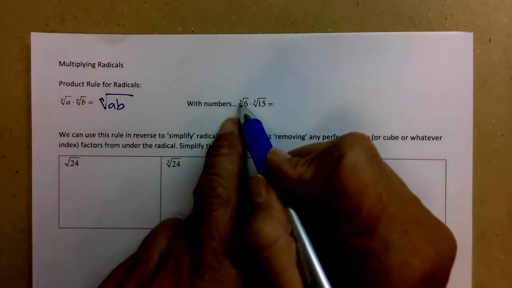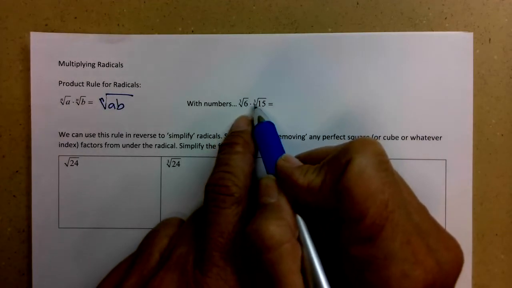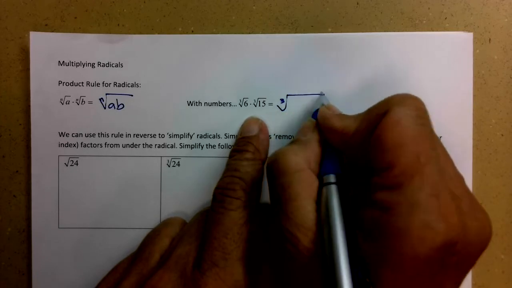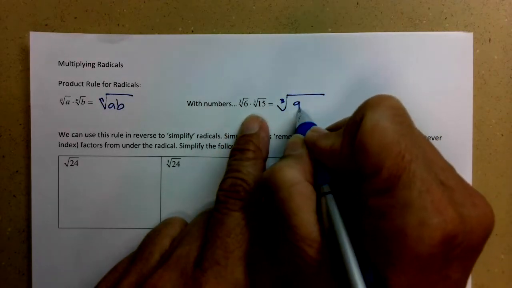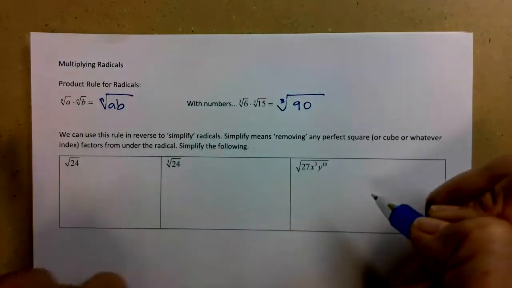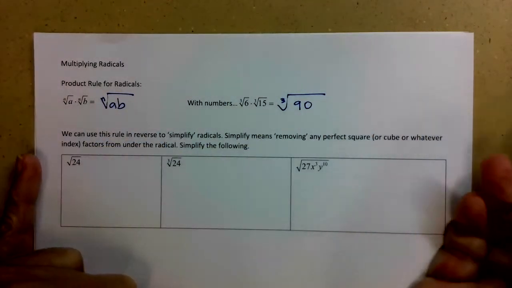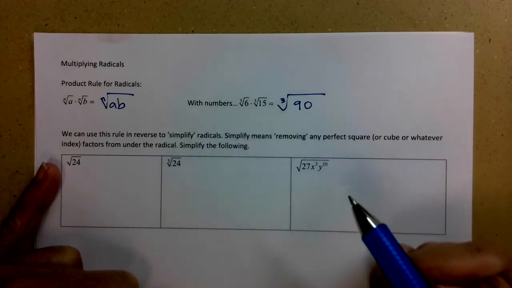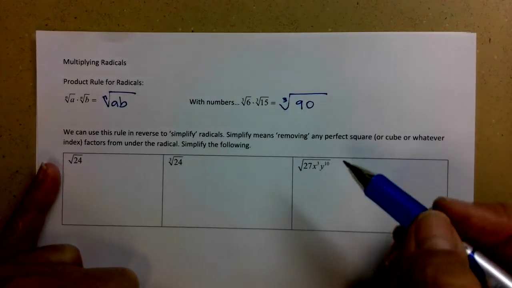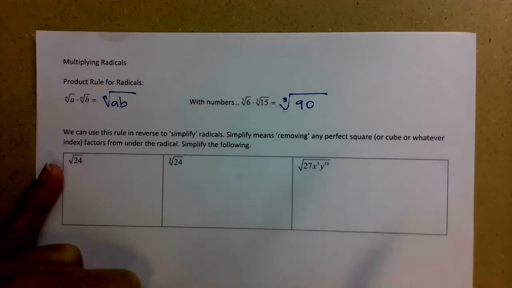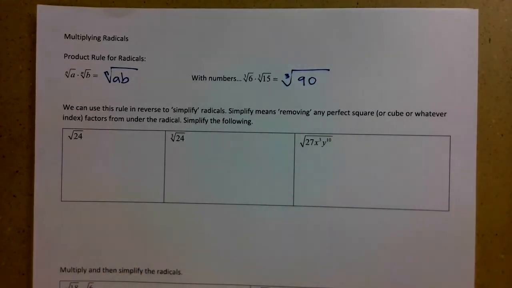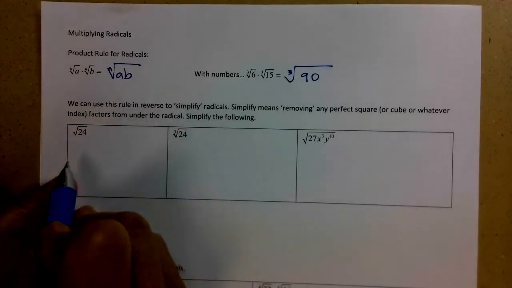So with numbers, if I have the cubed root of 6 times the cubed root of 15, that is equal to the cubed root of 90. Okay. So that will let you multiply radical factors together, like we just did. But it also means we can use it to simplify radicals by removing any perfect square or cube, whatever index it might be, and we remove those from the radical. So let me show you how that works.